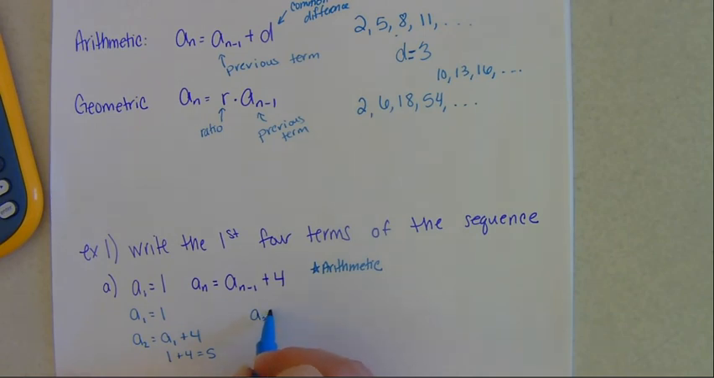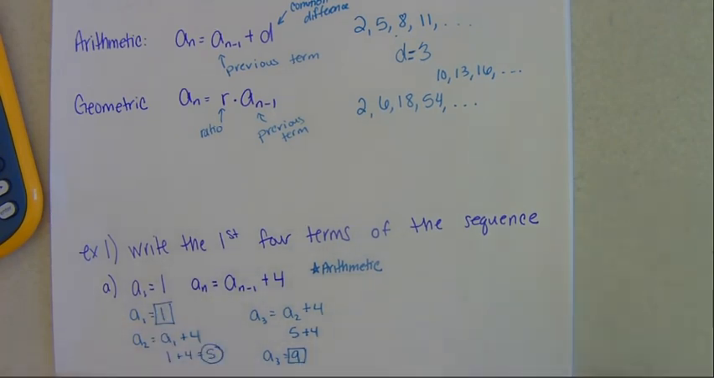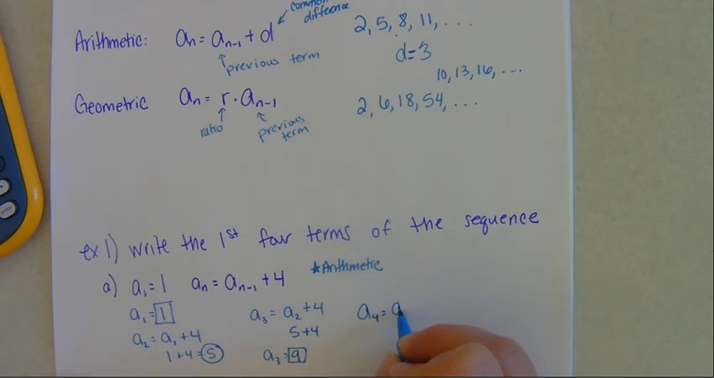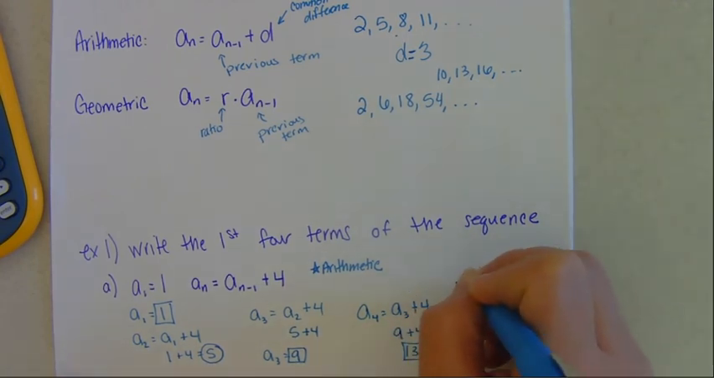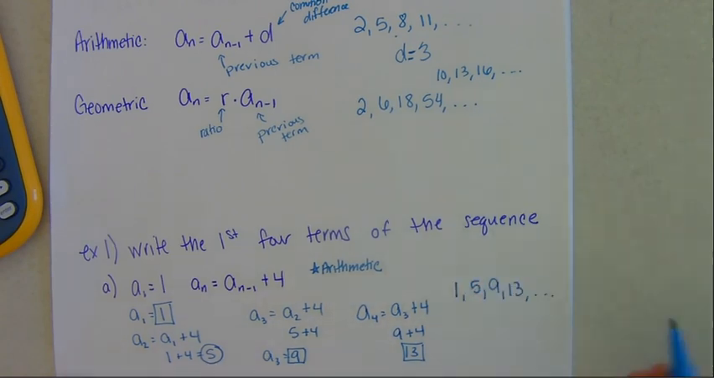And then if I want my third term, it's going to be whatever my second term was plus 4. That's what this a n minus 1 means: your previous term. So if my n is 3, my n minus 1 is 2. I take that second term that I just got, 5, and now I do 5 plus 4. So my third term is 9. My first term is 1, then 5, then 9. My fourth term would be taking my third term, 9, and adding 4 to it, which is 13. So my pattern is going 1, 5, 9, 13. Those are my first 4 terms, and it's following that arithmetic pattern.